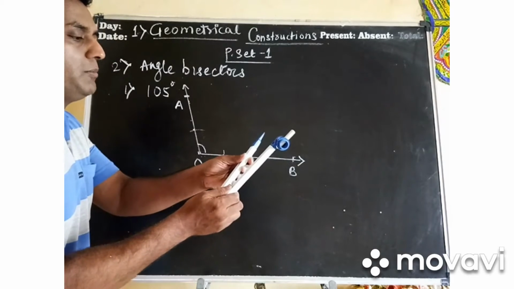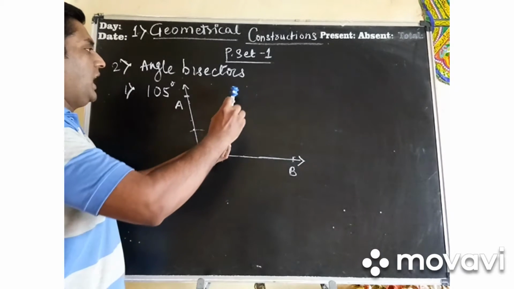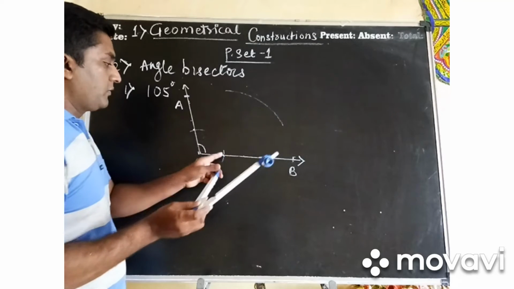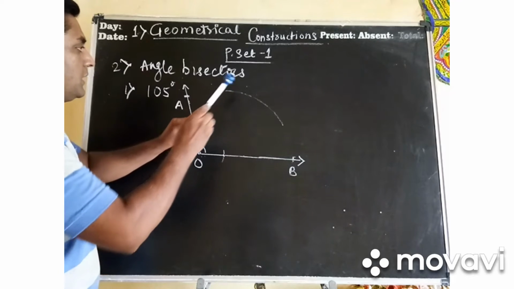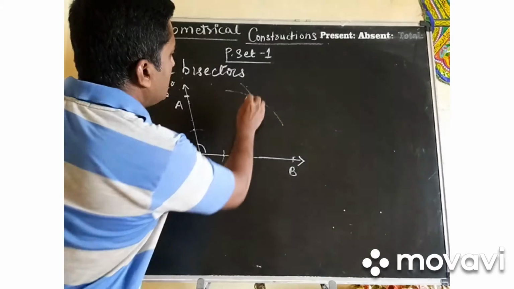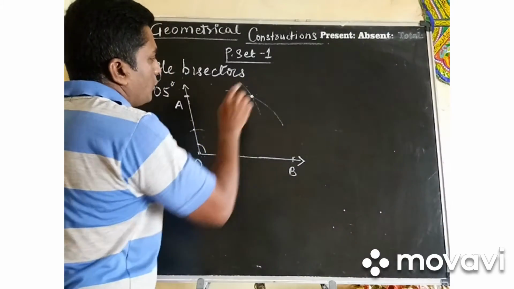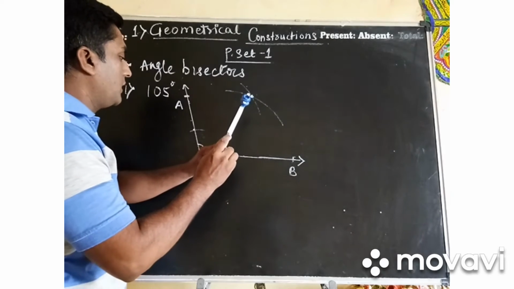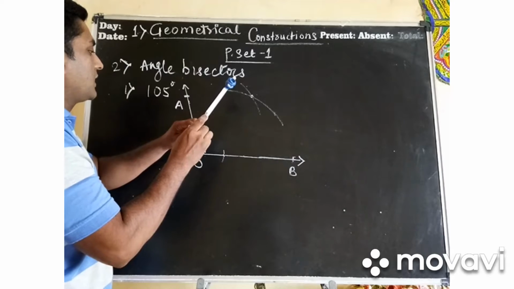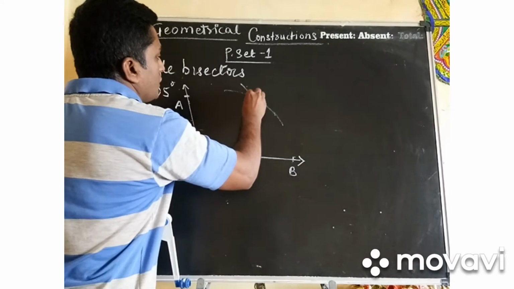Now extend it a little bit. After extending, extend it more, and keep it here, and make an arc this way. This is your arc from here, and again keep it here, make an arc here. Now you have got one point here which is the intersection of both the arcs. Just see here, again I am showing, this is one arc, and this is another arc. This is the point of intersection of both the arcs.